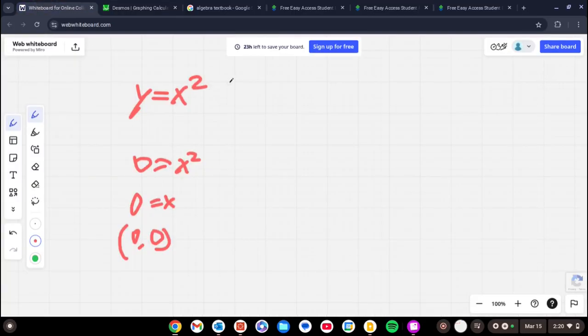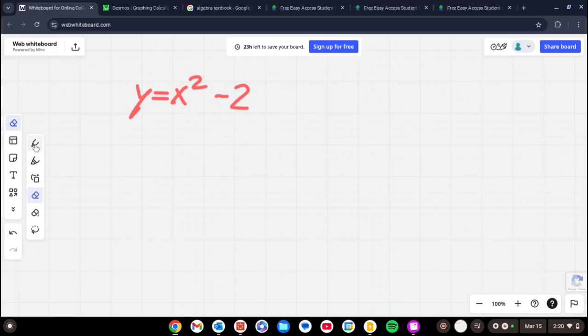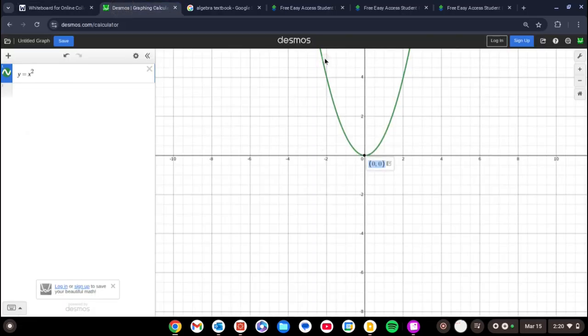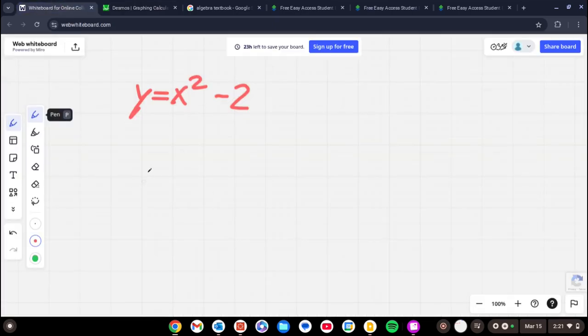So if we move this equation down, this is where it gets a little bit more confusing. So by subtracting 2, I'm moving the whole graph down by 2 units, which if you notice how this function works, it's like a valley. And if we move it down, we're going to actually have 2 x-intercepts. So let's imagine again when y is equal to 0, our function is going to look like this, where 0 equals x squared minus 2.